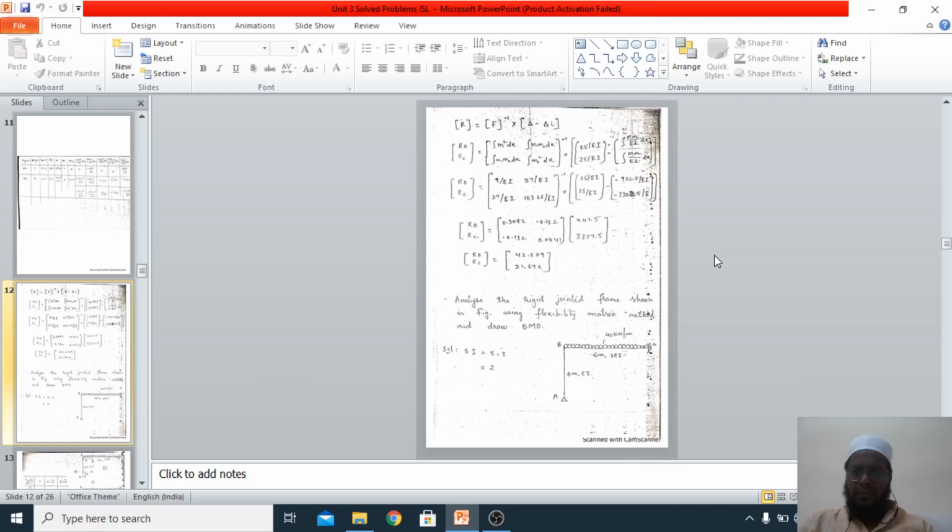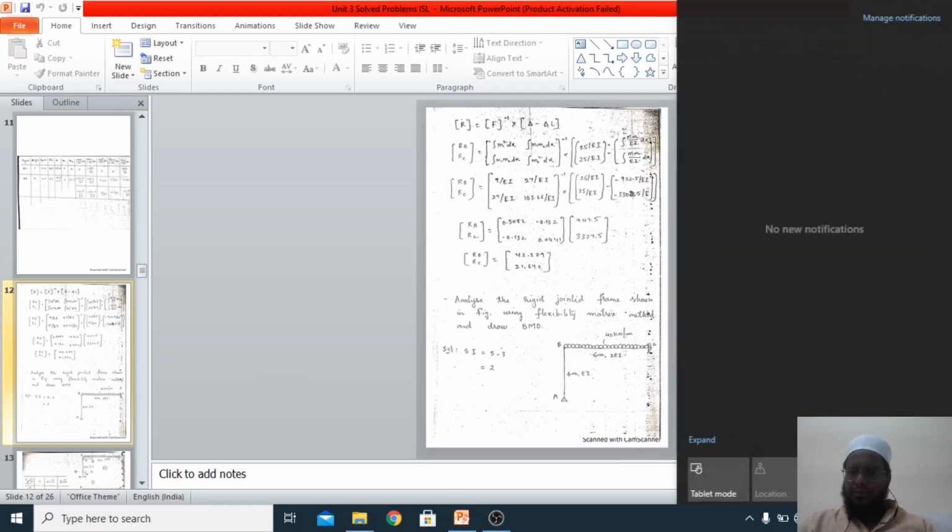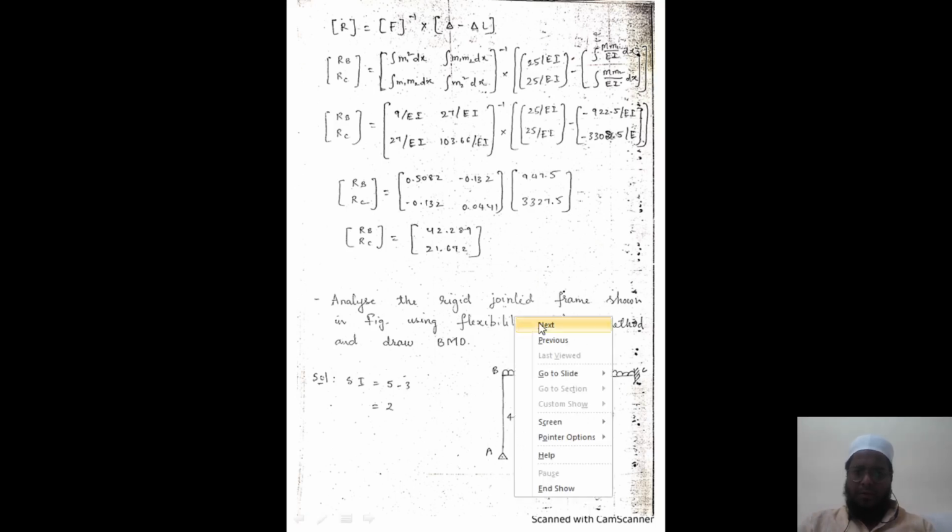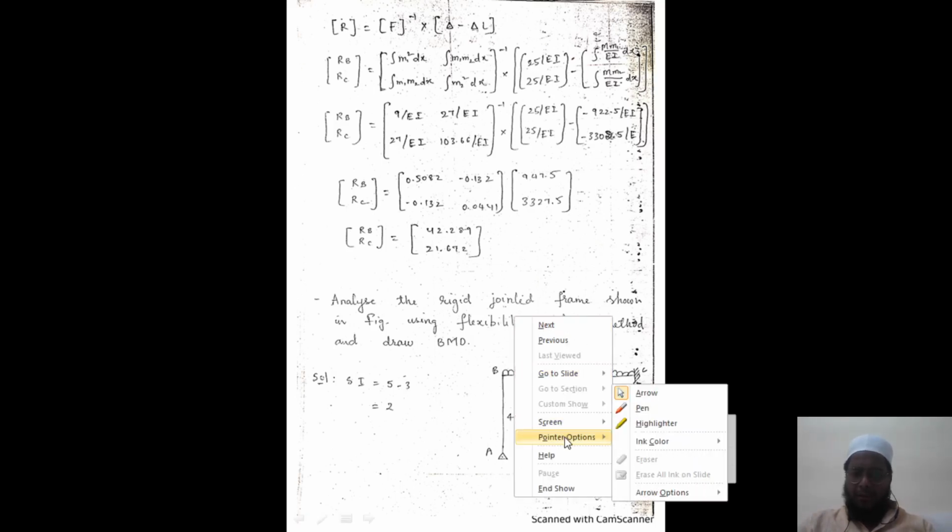So in the previous class we have taken this problem particularly, wherein we have a non-sway frame. The non-sway frame, the frame which does not sink or which does not move due to external load, is said to be a non-sway frame. This is the frame we have taken in the previous class, isn't it?